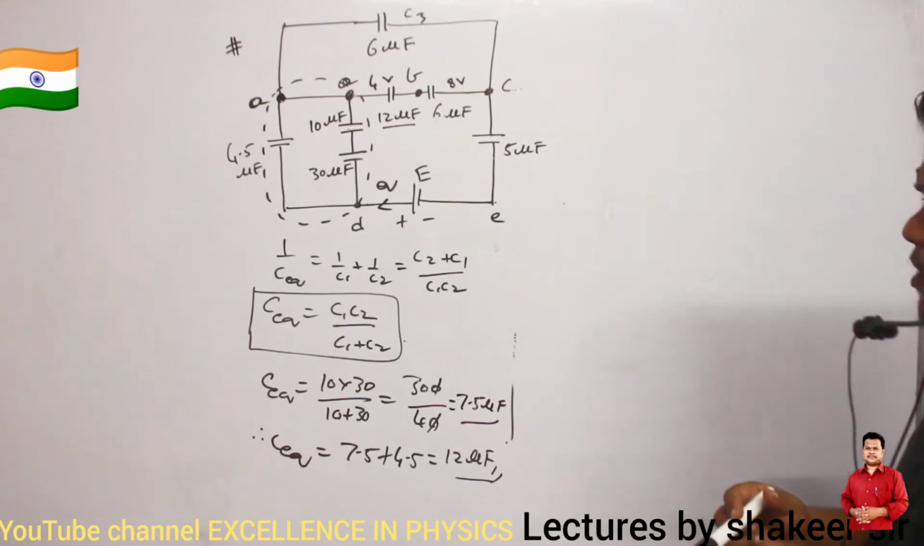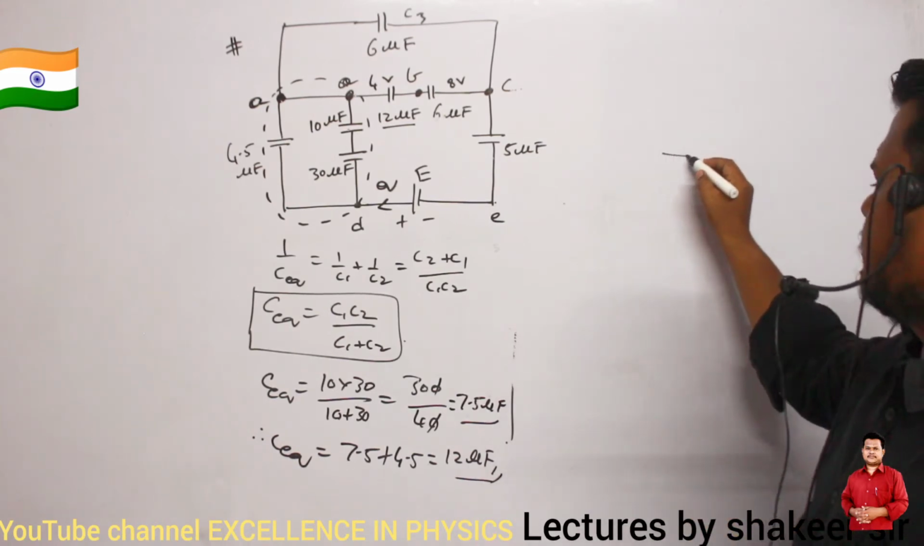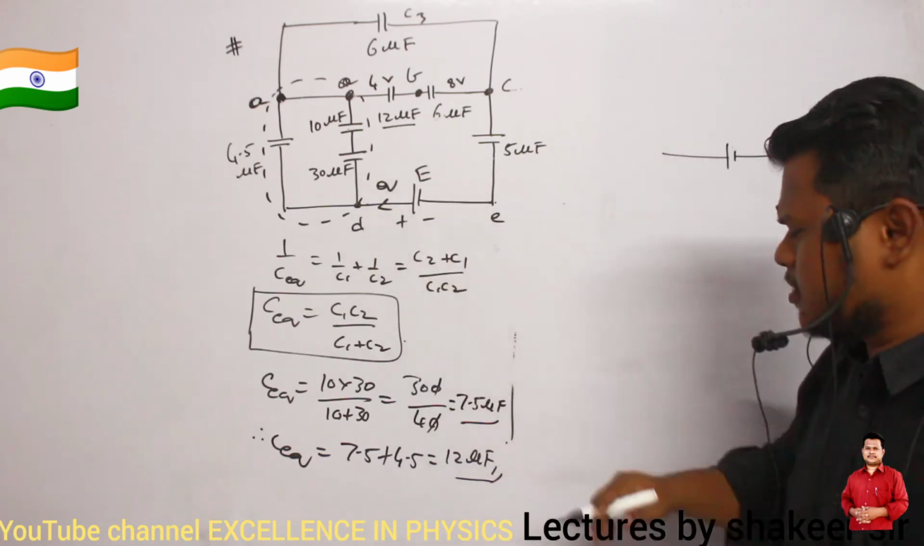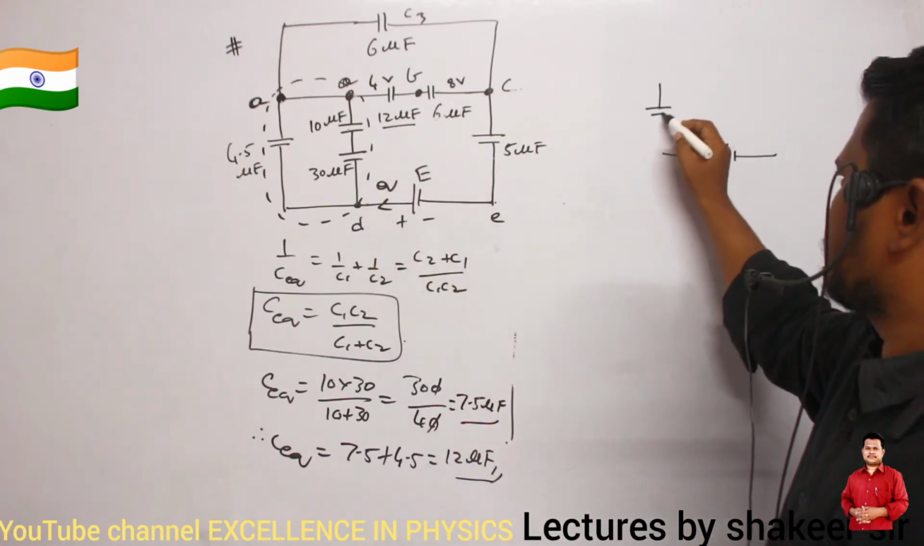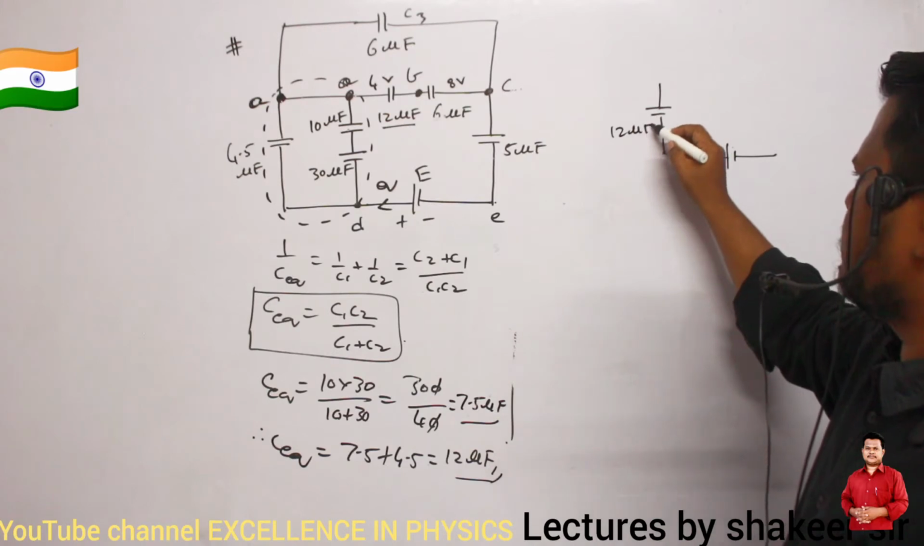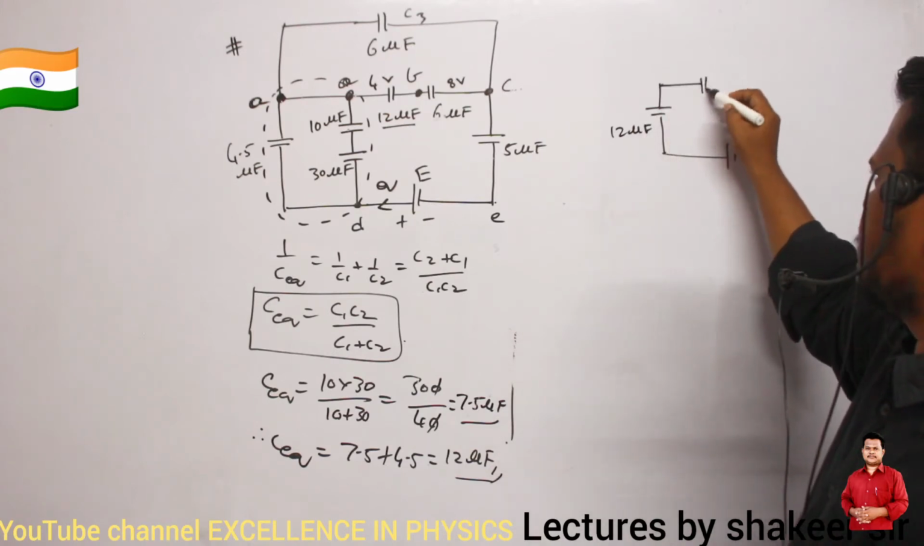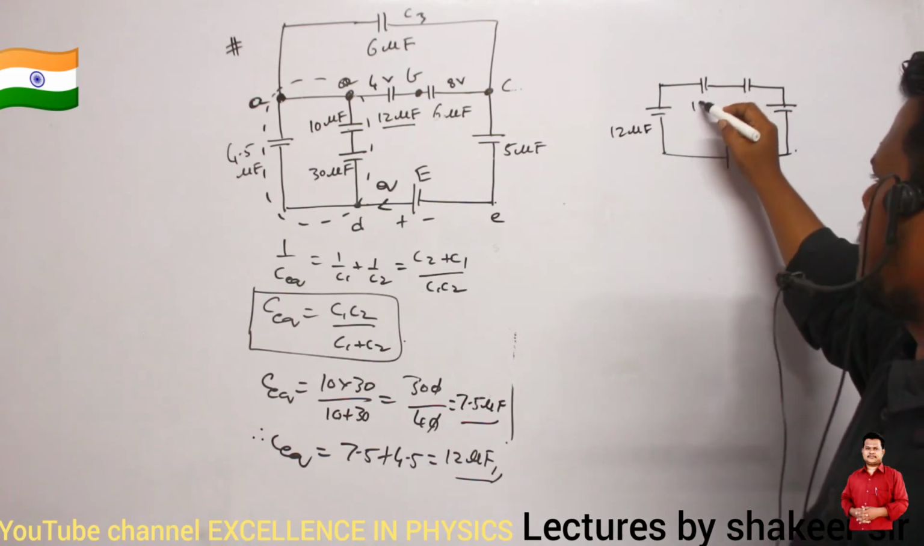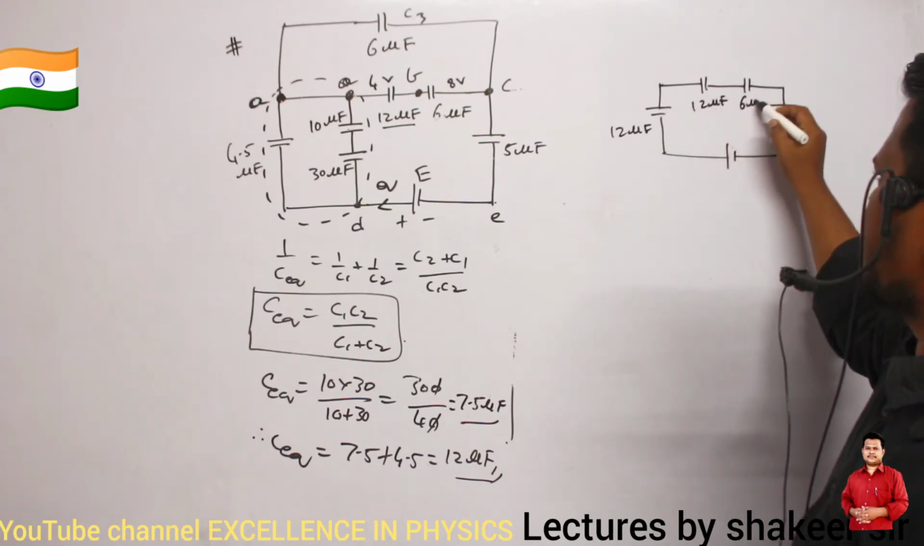Okay. So I will draw here. So this is the battery. Instead of this total circuit, I will draw only one capacitor whose capacitance is 12 microfarads. Clear? So here I have two capacitors. What are the two capacitors which I have? This is 12 microfarads, and this one is 6 microfarads.